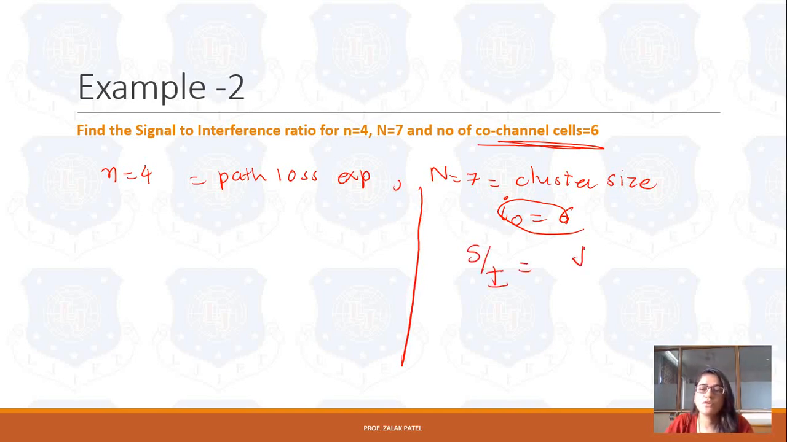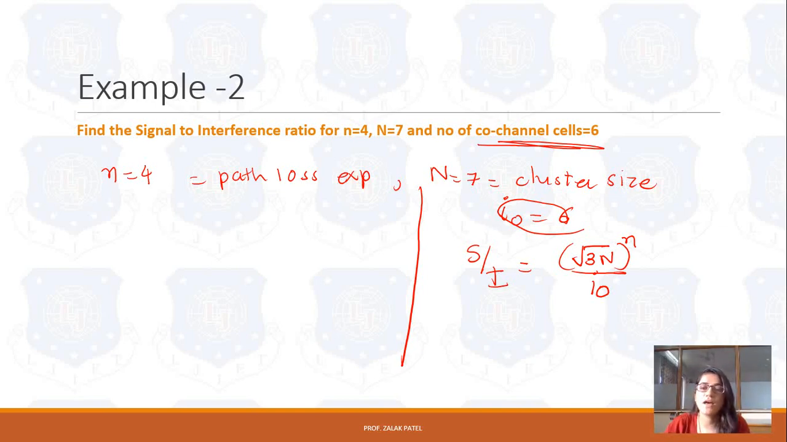to, if you remember the formula that we discussed in the theory portion of chapter number 2, S by I, means signal to interference ratio, is given by (root 3N) raised to n upon I0. Here N is the cluster size that is given in the problem statement, that is 7. I0 is the number of co-channel cells, which is 6, and small n means path loss exponent.